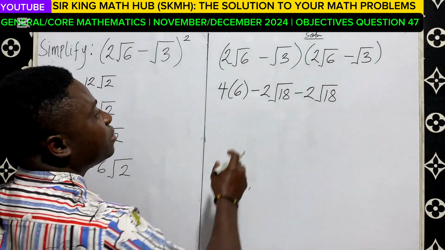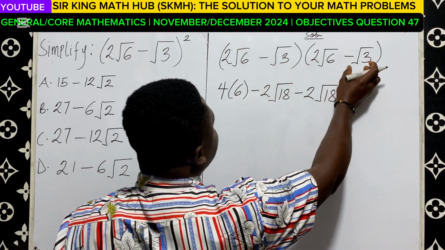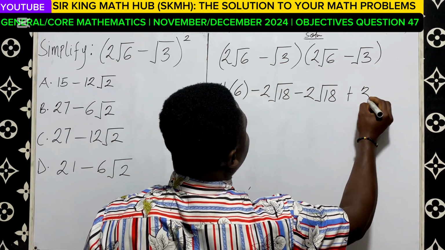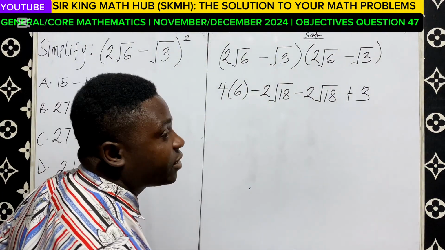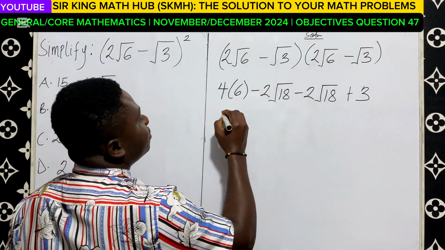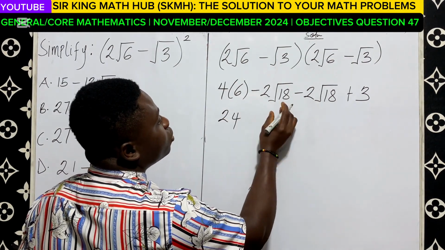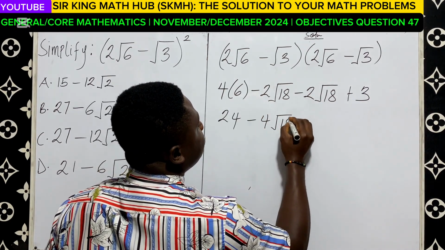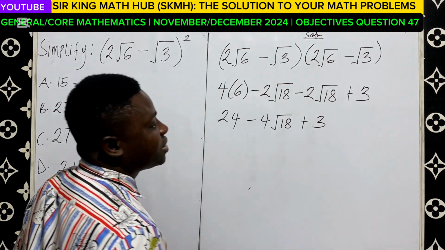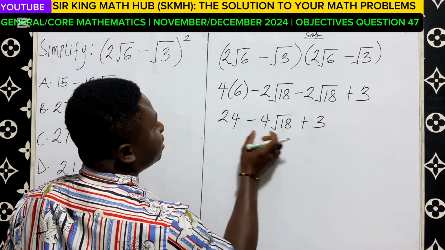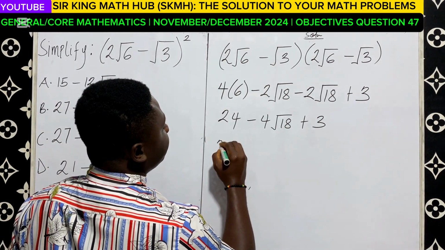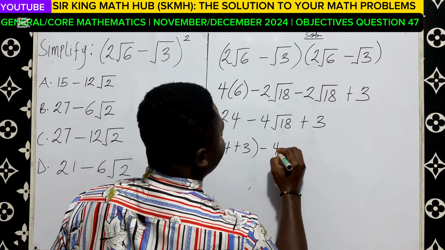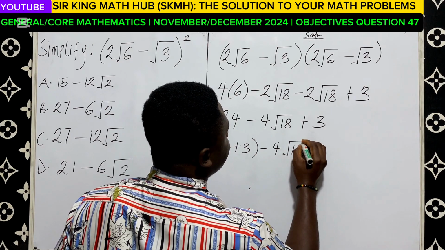And then finally, negative root 3 multiplying negative root 3. So negative times negative, that is positive, so positive 3. So we can still simplify. 4 times 6, 24. And then minus 2 root 18 minus 2 root 18, minus 4 root 18, plus 3. So we can group the constants together. So we have 24 plus 3, that is for the constants, minus 4 root 18.